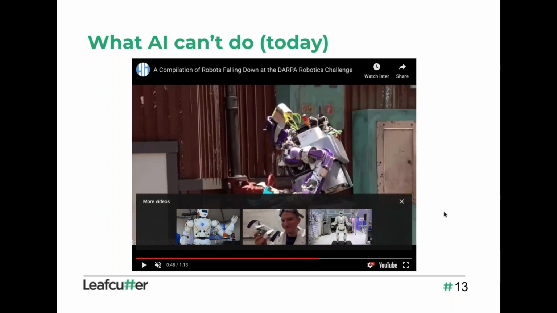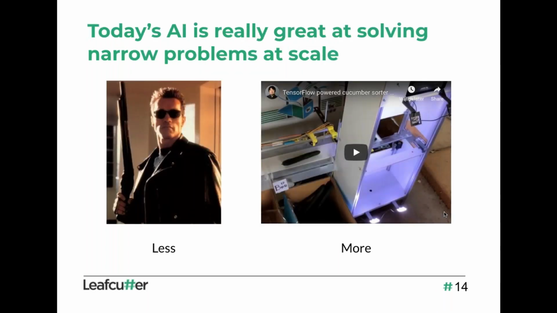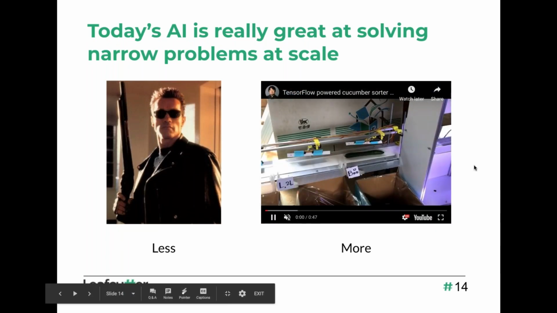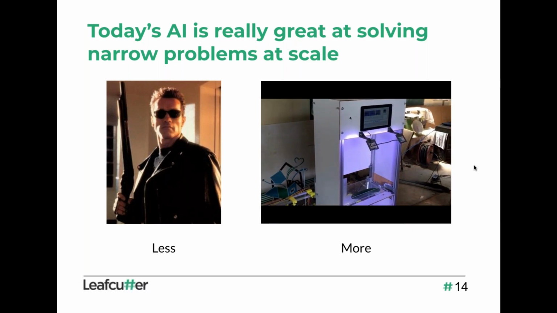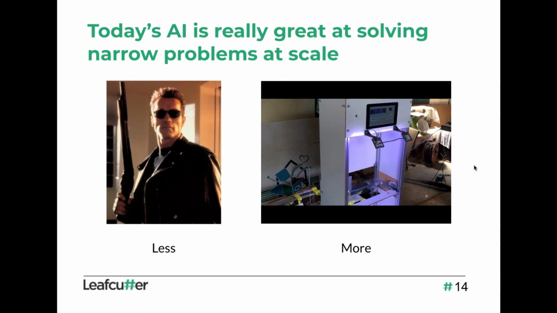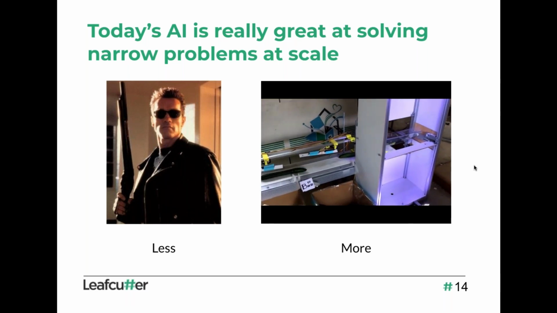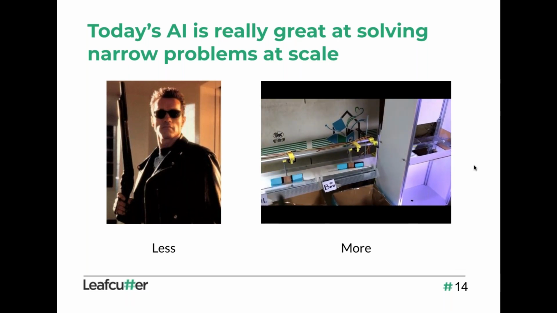AI is less Terminator, it's less general purpose, and it's more like this example of the cucumber sorter. It's very narrow or very domain specific, and it gives you the ability, though, if you get it right, to solve those problems at scale, right?